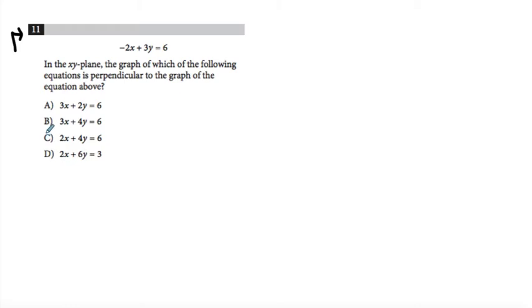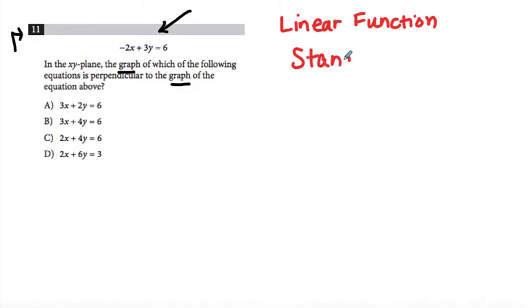Number 11 tells me I'm definitely in a medium level question, but these are things you know. So in the xy plane, the graph of which of the following equations is perpendicular to the graph of the equation above? Well, you should in your mind be able to identify what graph this is. The highest exponent of either of the variables is 1, so this is a linear function. The problem is it's in standard form, not y equals mx plus b, not slope-intercept form.